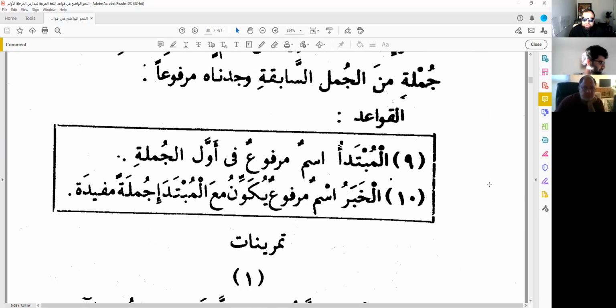المبتدا اسم مرفوع في أول جملة. Listen, the mubtada should come in the beginning of the sentence. Okay, sometimes we delay it, but for now, keep this in your mind. Now, mubtada and khabar, they will make both a meaningful sentence.